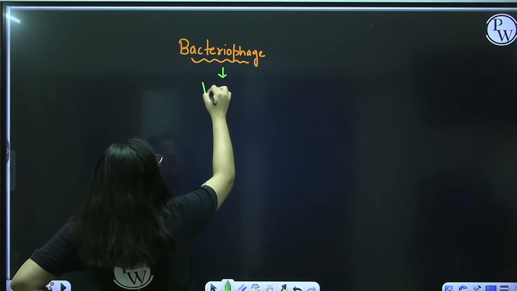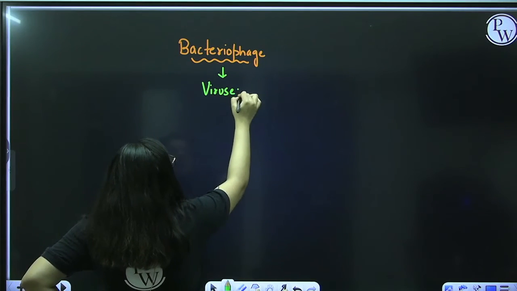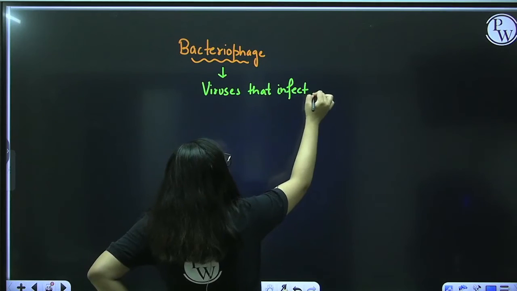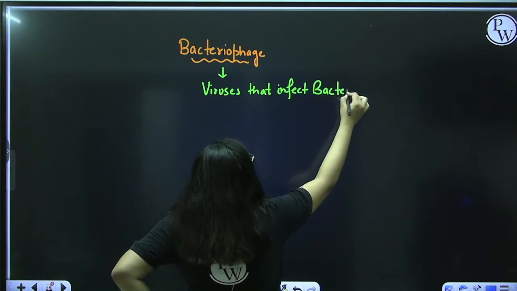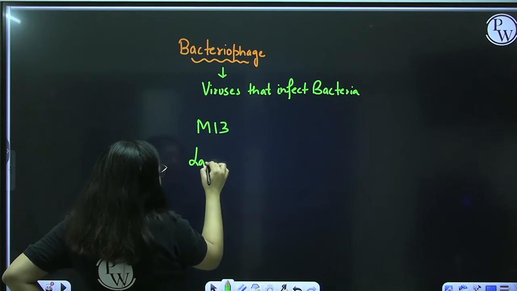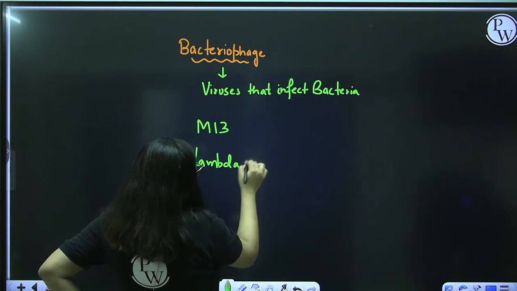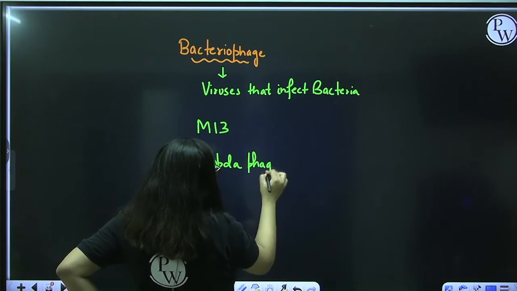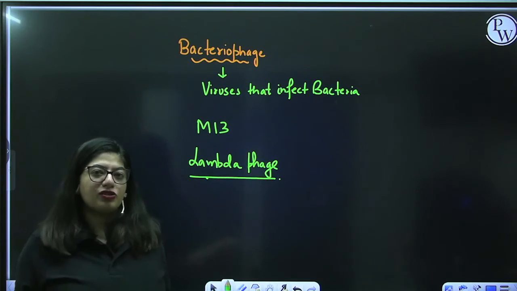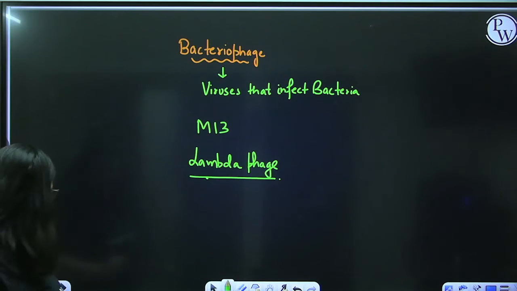Next we have some viruses that can be used as a vector for bacteria, and these viruses are bacteriophages. What are bacteriophages? Viruses that infect bacteria. So some viruses like M13 and lambda phage are also used as vectors. Do not forget the names. M13 and lambda phage can also be used as a vector. Now let's solve some questions.